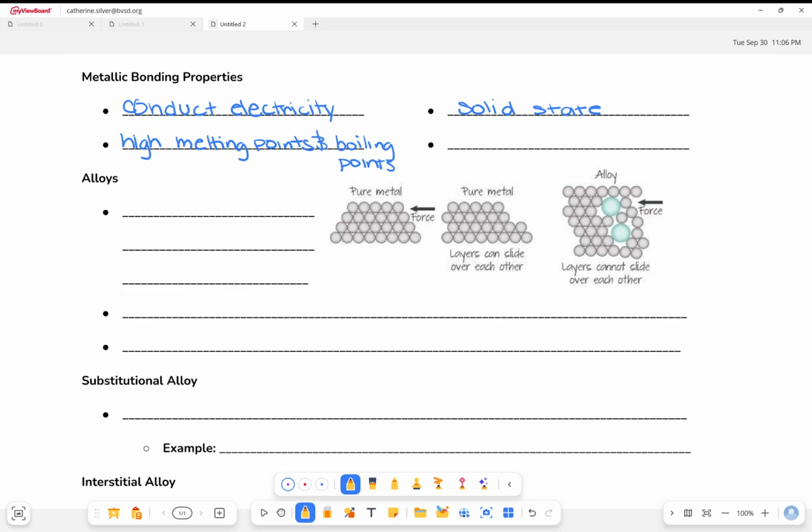And hopefully from the video you saw that they are malleable, so they can bend. Ductile. So malleable, they can be pounded into a thin sheet. Ductile, they can be stretched into a thin wire. And lastly, they are lustrous. So they're shiny.